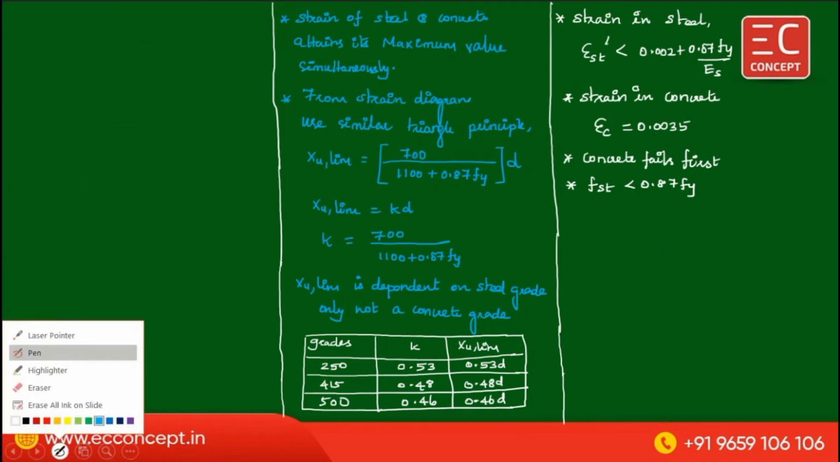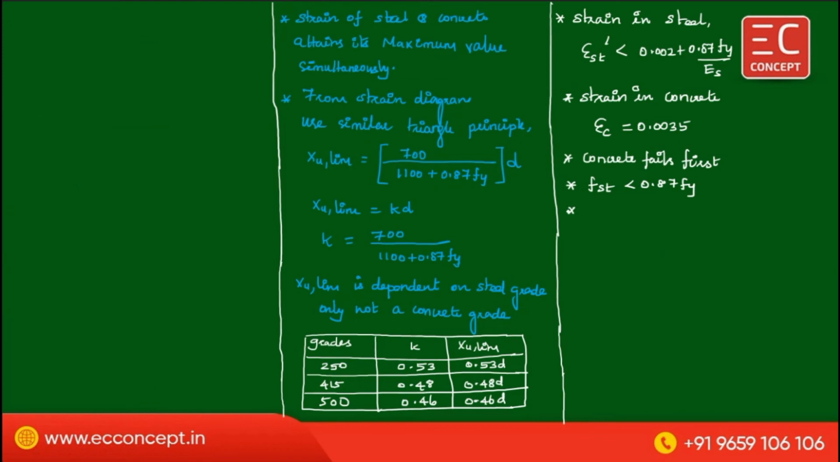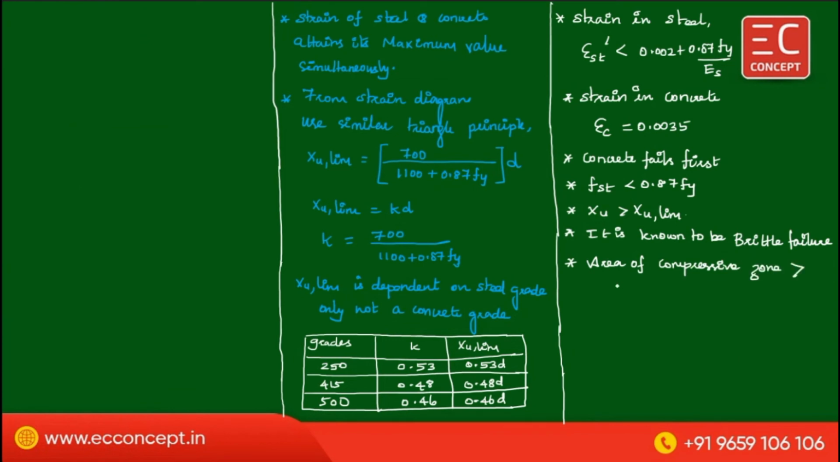Now fst is less. What is Xu? Actual neutral axis is greater than Xu limited. Okay, then the over reinforced section is known to have brittle failure. Why? Because the concrete is failing. Brittle failure. Understood? Now the area of compressive zone is greater than the area of compressive zone of balanced section.